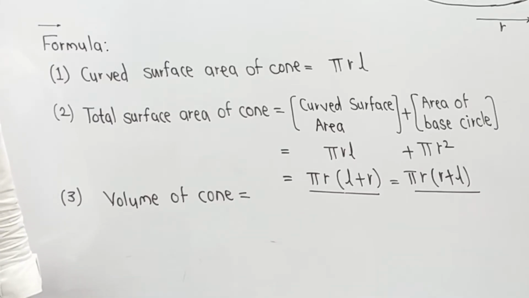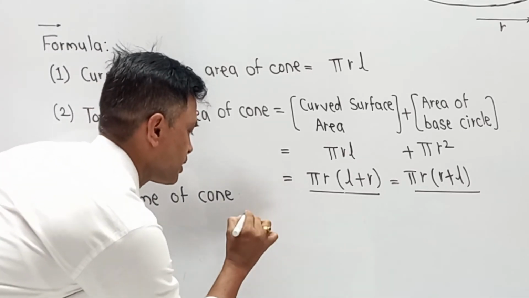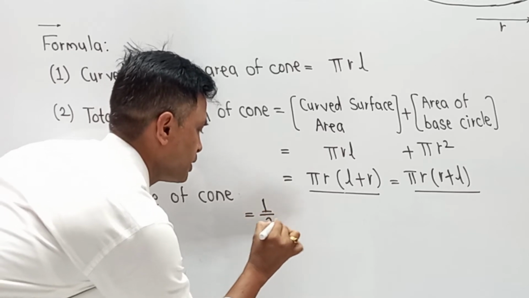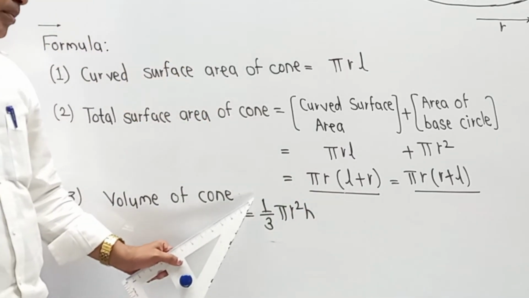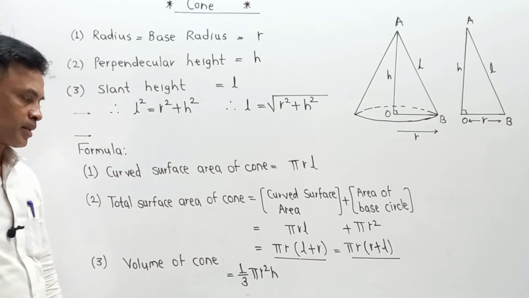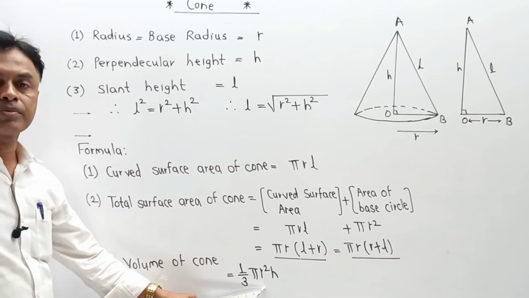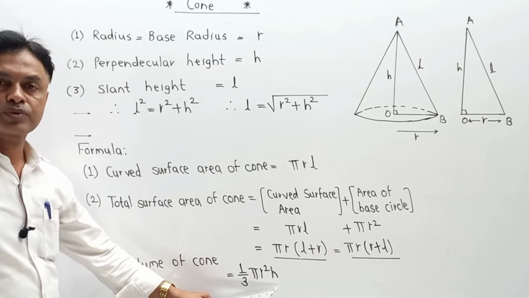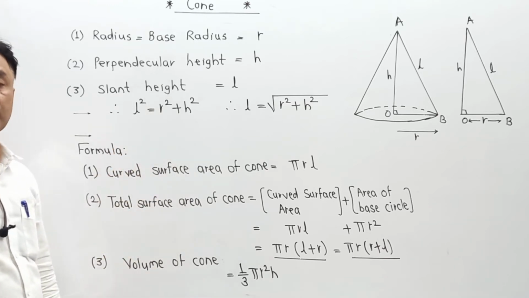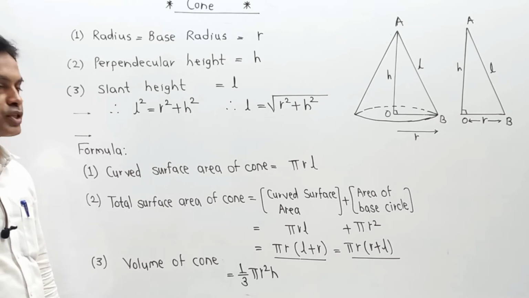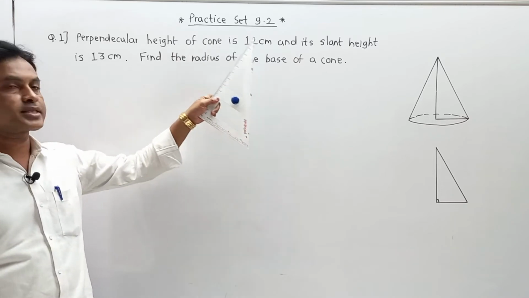Now third and the last part, volume of a cone. So volume of a cone is nothing but 1/3 pi r square h, where pi is again 22/7 or 3.14 as per numerical. R square means radius of a base squared, and h is nothing but vertical height. So students, kindly remember all these formulae, because in case of a numerical we need all these formulae. Now moving to the next exercise, that is practice set 9.2.